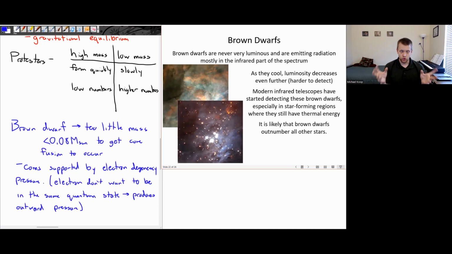Again, we said that these low mass objects are formed in much higher numbers. So these brown dwarfs might be very, very common.